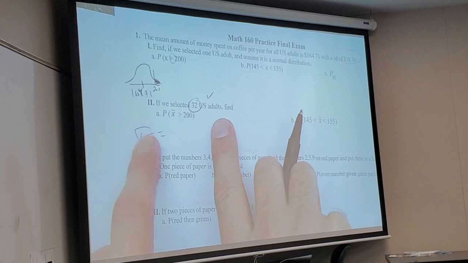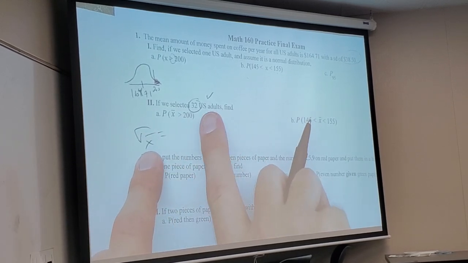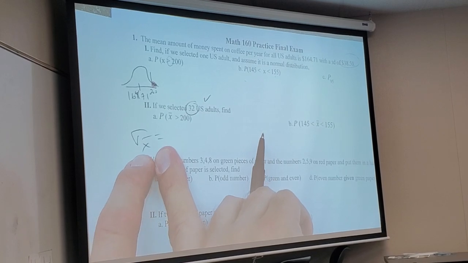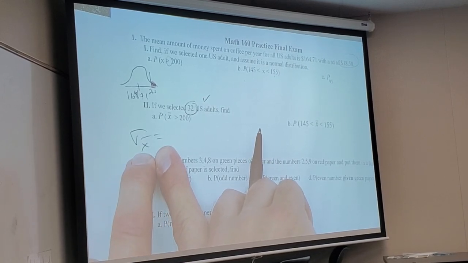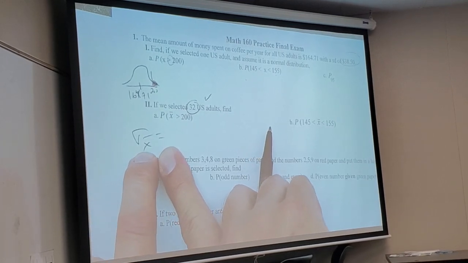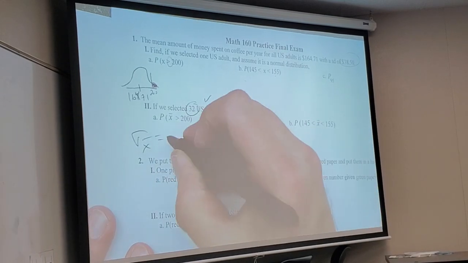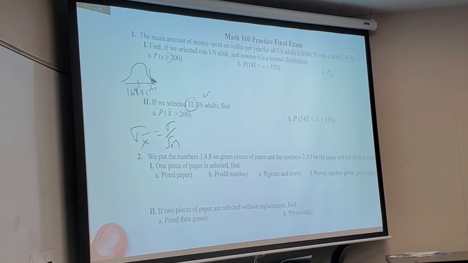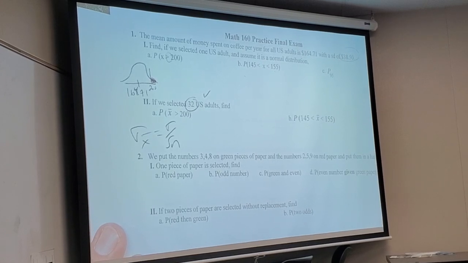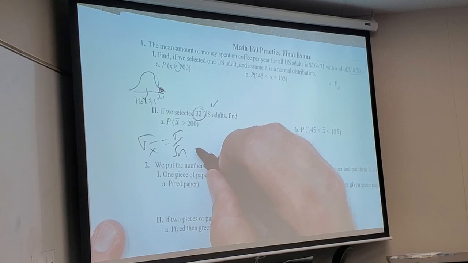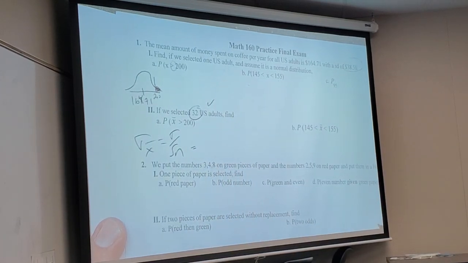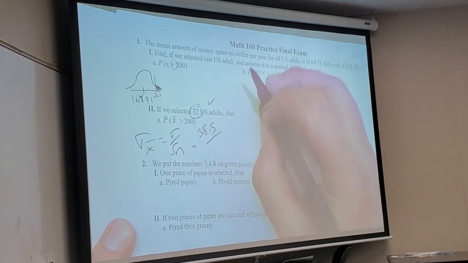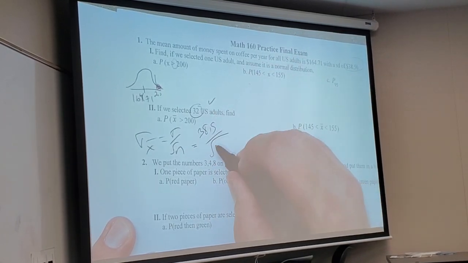For part two of number one, does everybody agree that this meets the requirements for when I change the standard deviation? Okay. So what is the formula for changing the standard deviation? Yeah, take the old standard deviation divided by the square root of n, right? So I have a square root of, what's the sample size? 32.